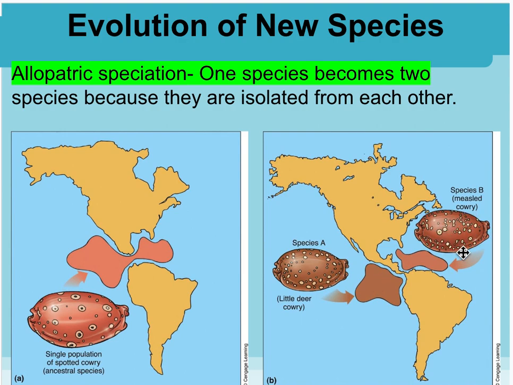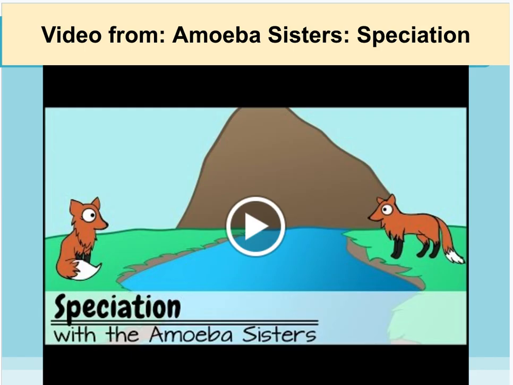So the one in the Caribbean is now called the measled cowrie, and the one in the Pacific is called the little deer cowrie. If you bring these over to meet up with each other, they can no longer interbreed when they could long ago, just because the genetics changed far enough that they can no longer make fertile offspring.